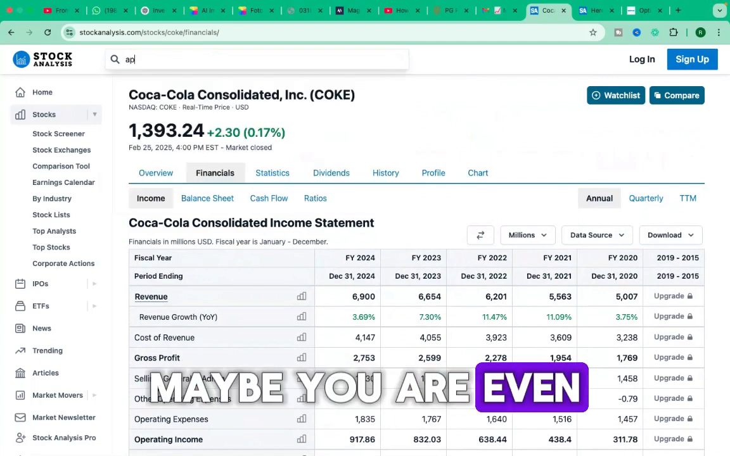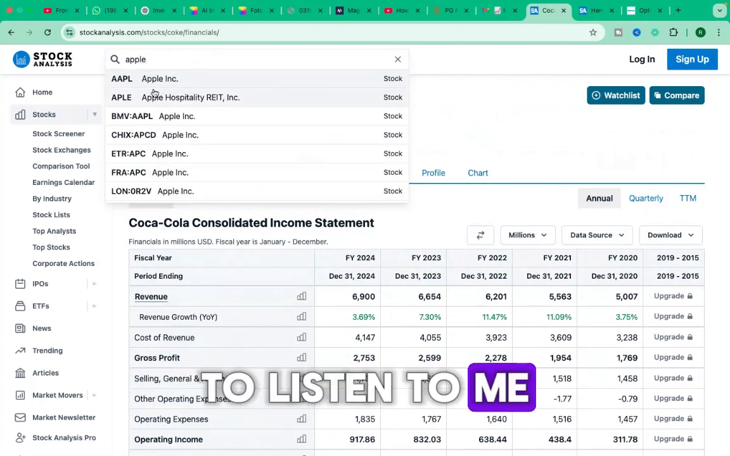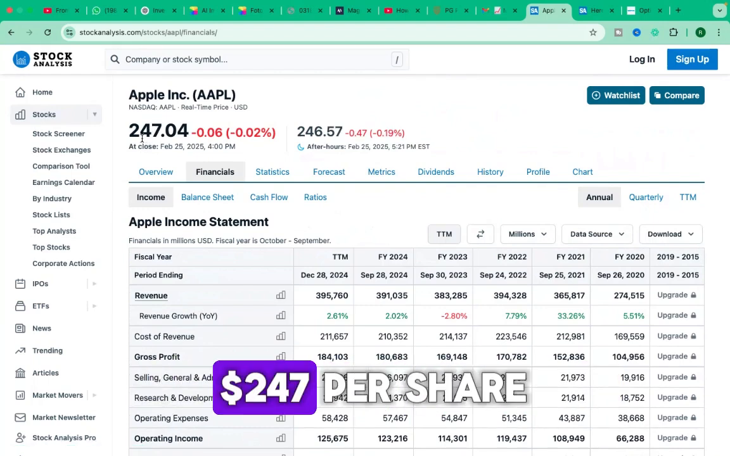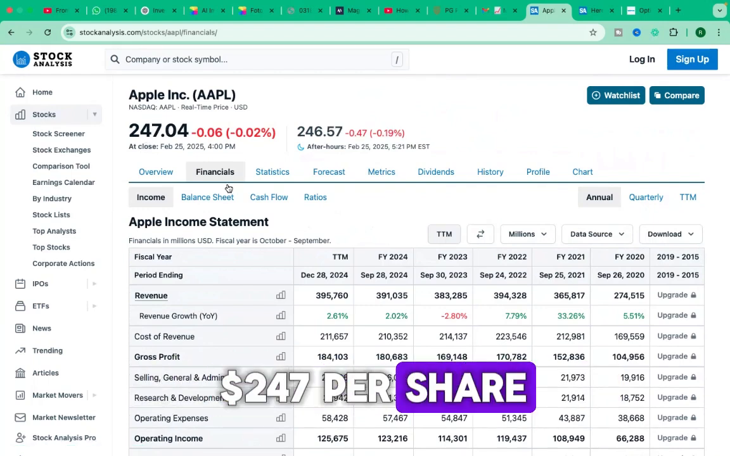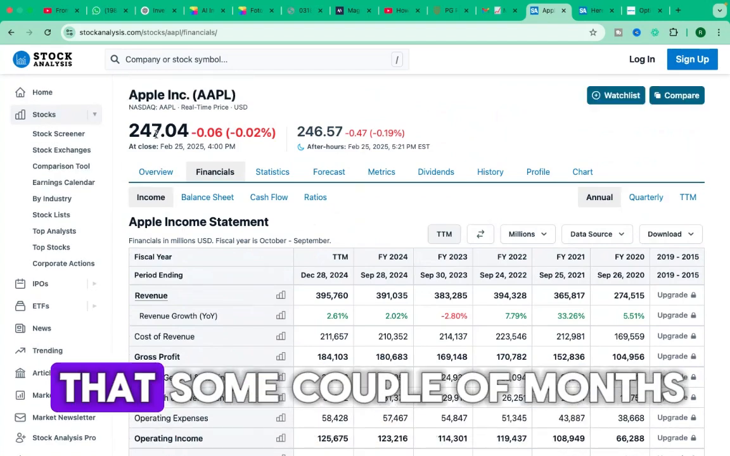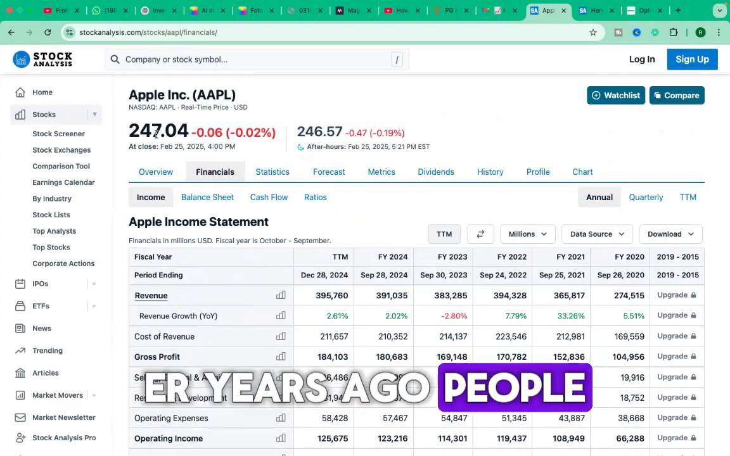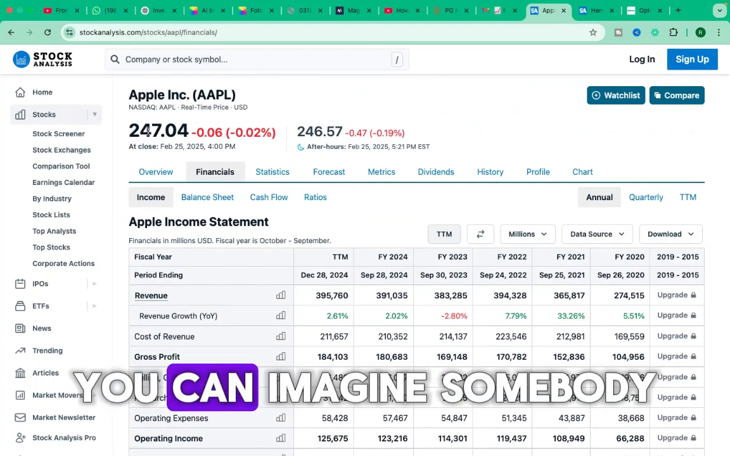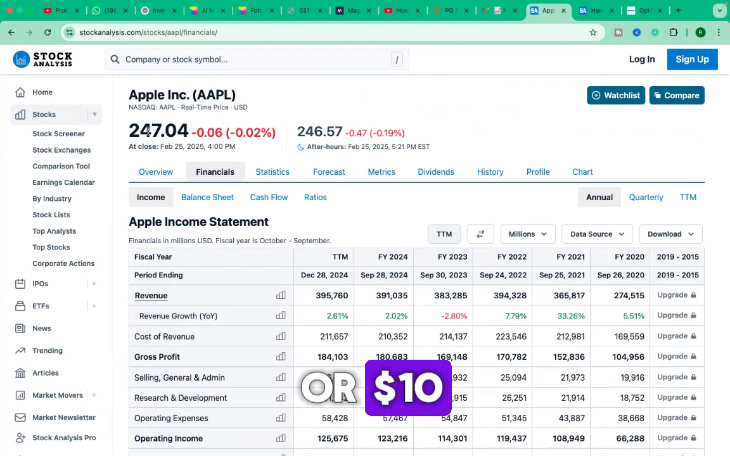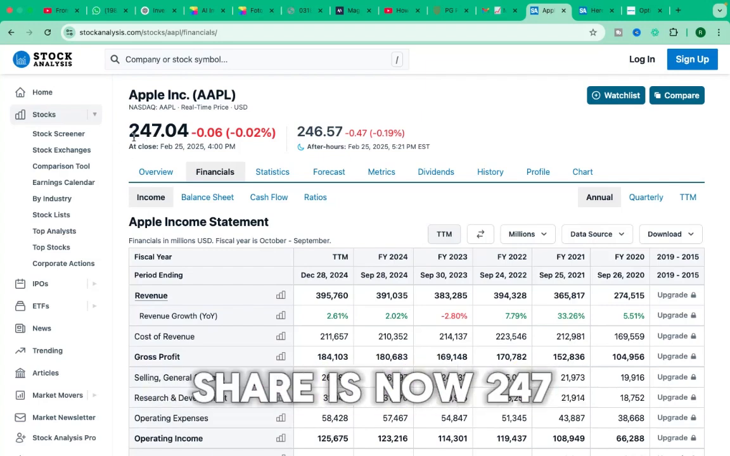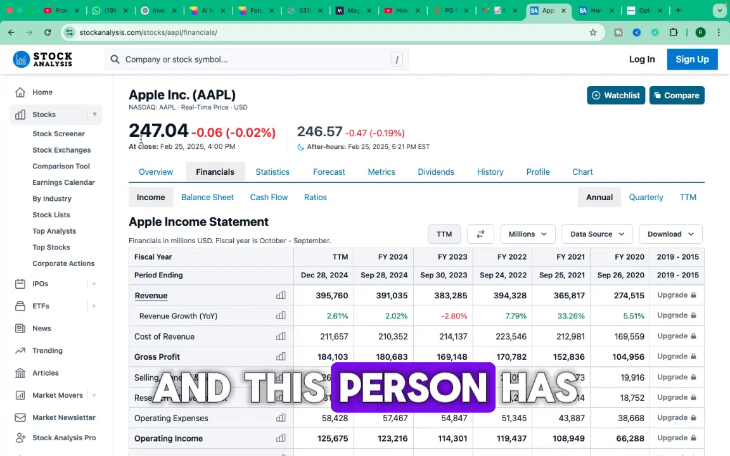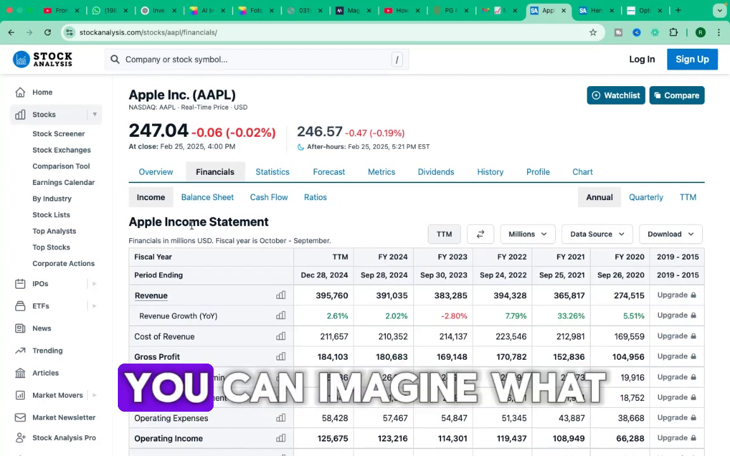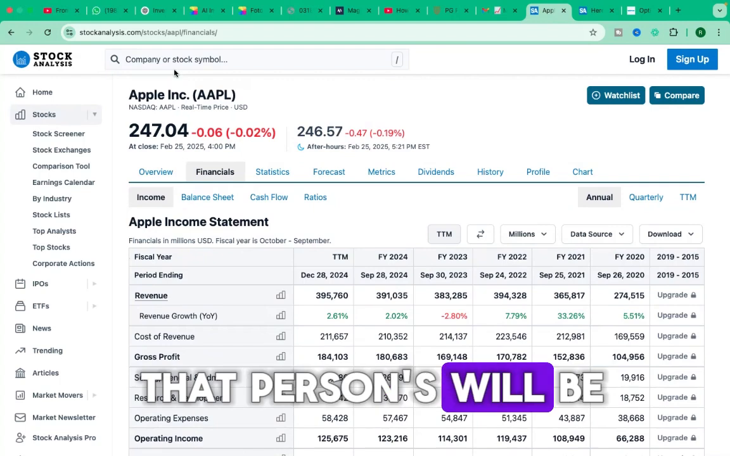What of this one? I'm sure maybe you are even using an Apple phone to listen to me now. Let's look at the Apple company. The price per Apple share now is about $247. Can you imagine that? This was a share that a couple of years ago, people were buying at $2, $3. So when we talk about capital appreciation, imagine somebody that put in $2 or $10 in those days. Now the share is $247, and this person has maybe 100 shares, 1,000 units of shares in that company. You can imagine what that person will be feeling like.